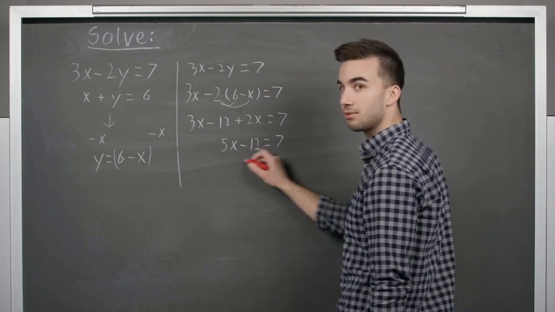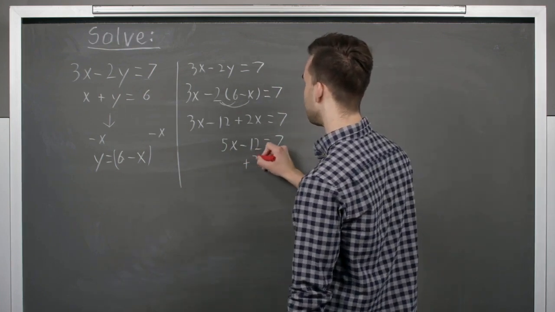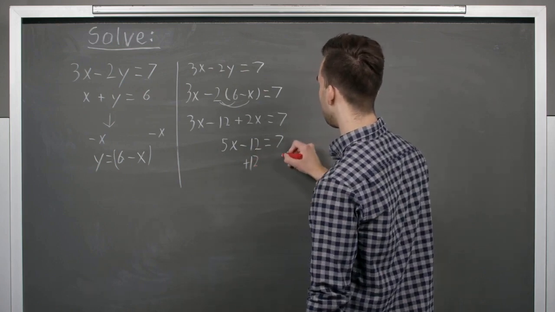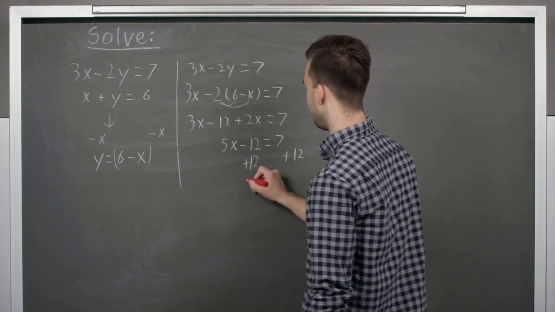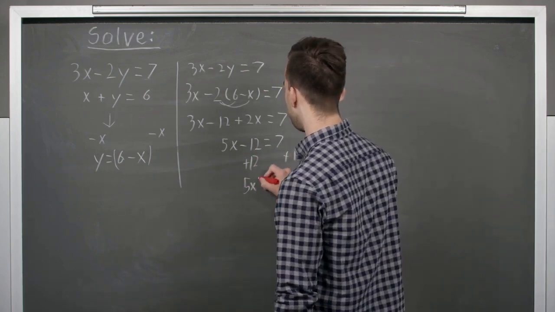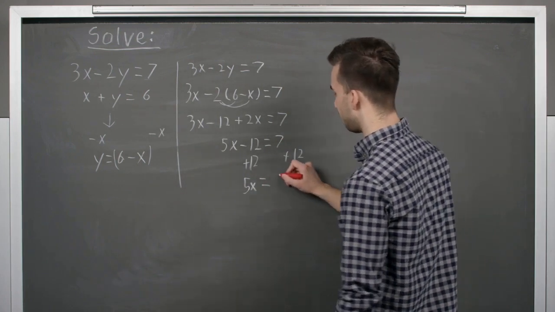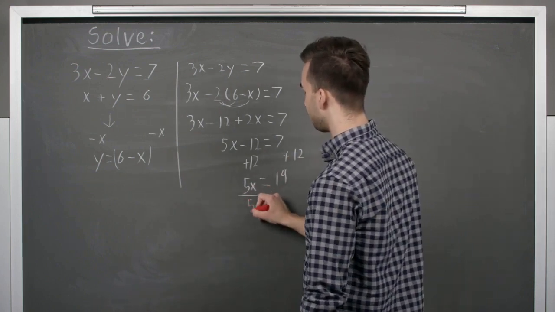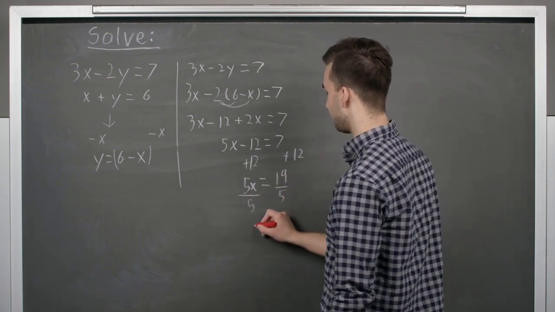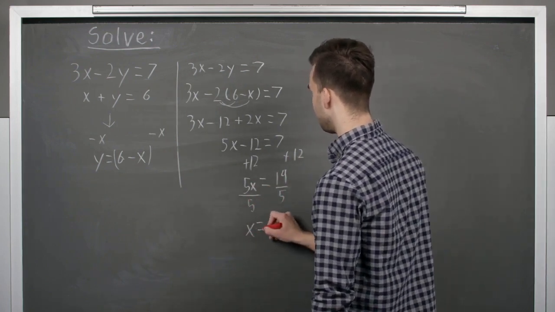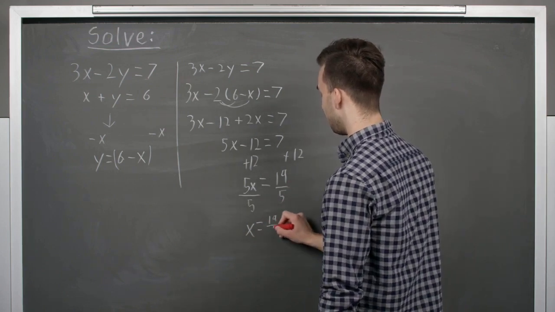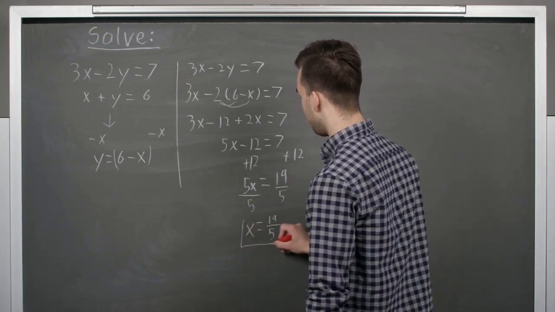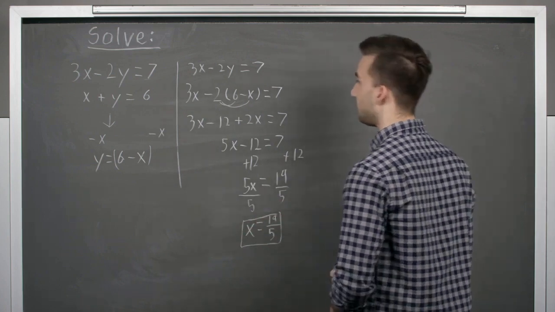So let's add 12 to both sides now, because we're just solving for x. And that gives us 5x equal to, what's 7 plus 12? 19. And then if we divide both sides by 5 to solve for x, that gives us x is equal to 19 divided by 5. So we have our solution for x now.